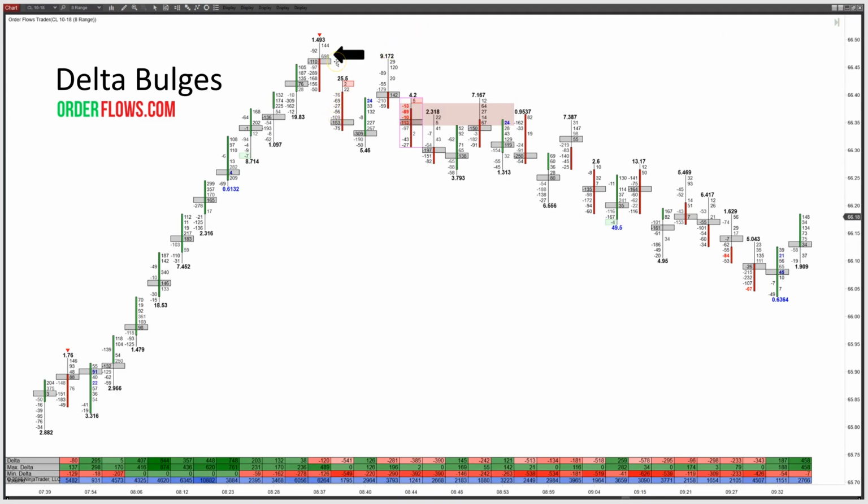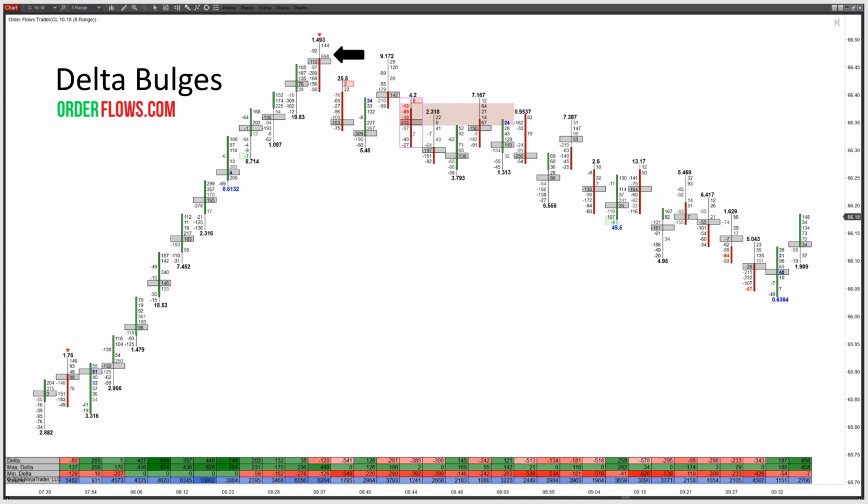Up in here, 698. Where do you see volume like that? Anywhere up in here, or anywhere on this move. On supportive buying, you know, 132, 125, 278. But then up here, you've got resistance selling, 698. The market reacts to it. We sell off, rally back up right up to that level, then continue back down. So that's what the delta bulge looks like.